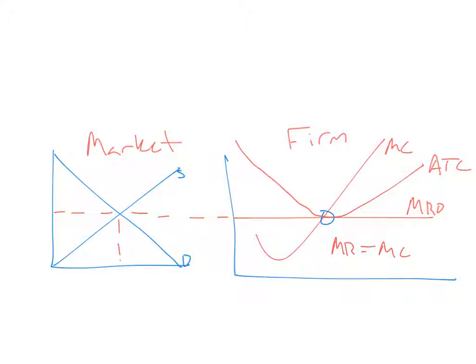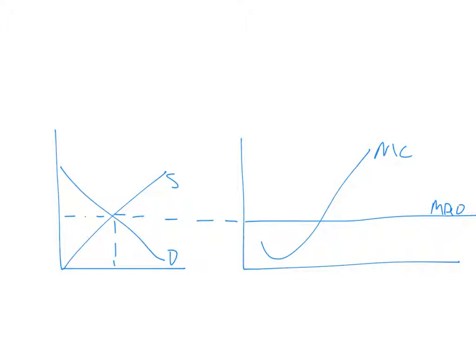So essentially, what this means is the firm can make the most possible money at this point right here. If it sells anywhere else up here, it'll be losing money, and if it sells anywhere over here, it'll also be losing money, because it can still make money up until this point.